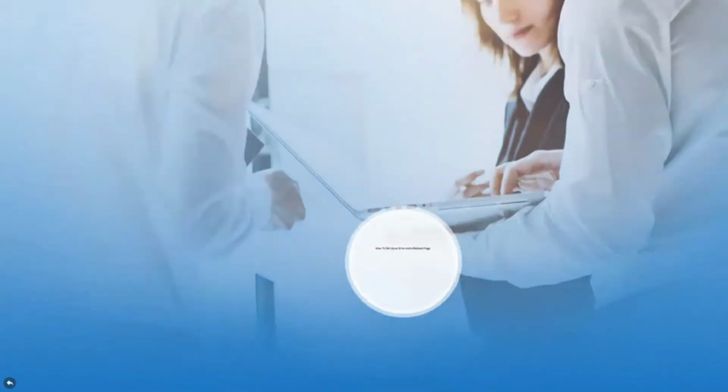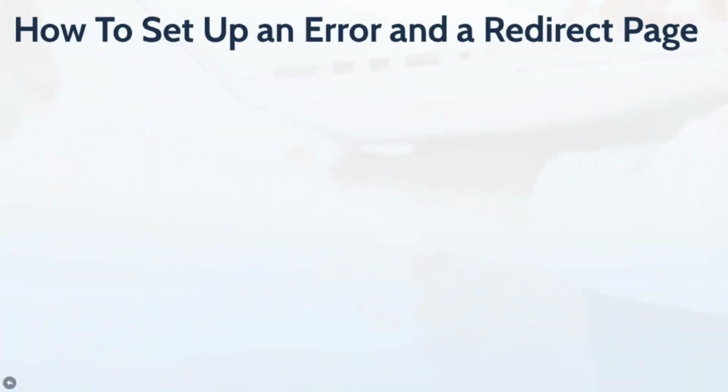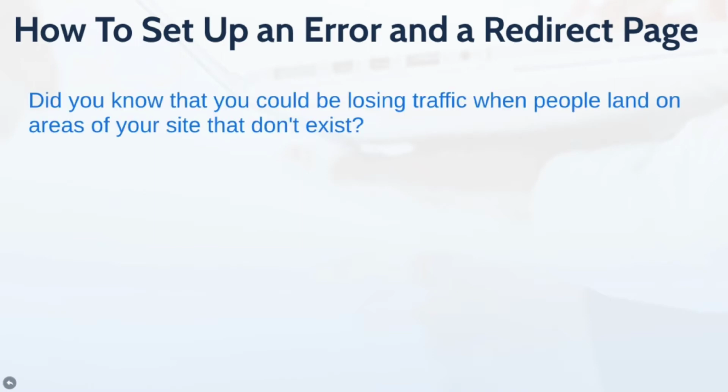Welcome to video number 6, and in this particular video we're going to talk about how to set up an error and redirect page. So did you know that you could be losing traffic when people land on certain areas of your website that don't exist? In other words, over the years of maintaining your website, you'll have pages and elements, videos, zip files, whatever, that will disappear. Over the years they will be indexed by Google, and if somebody clicks on that through Google and comes to your website, it will lead to what we call a 404 error page.